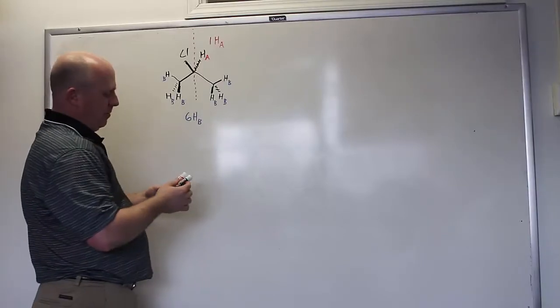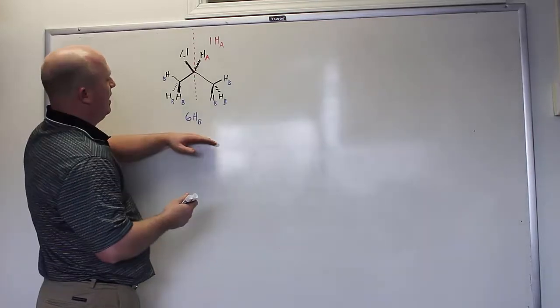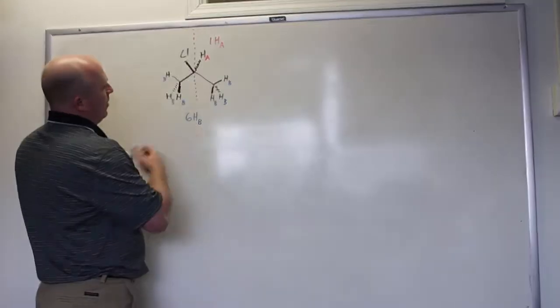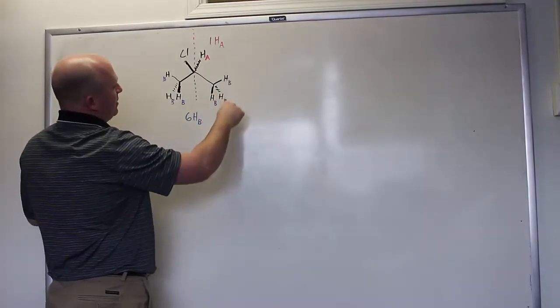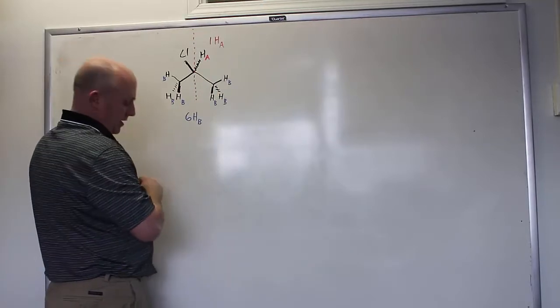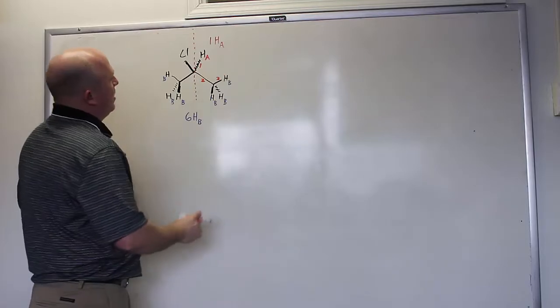But what I'm interested in talking about here is multiplicity, which is to say how many hydrogens are near the signal in question. So if I'm looking at HB, what I really want to know is how many hydrogens are close to HB, close enough to influence HB. How close is close enough? 3 bonds. 1, 2, 3 bonds.